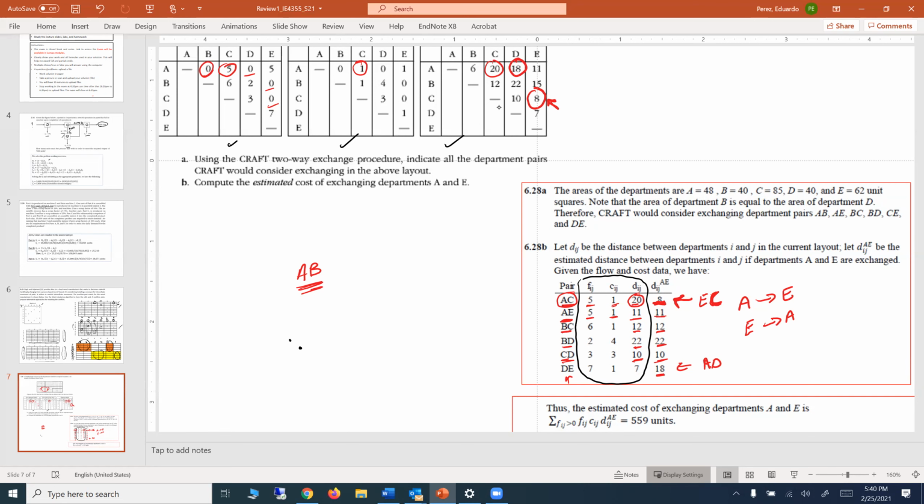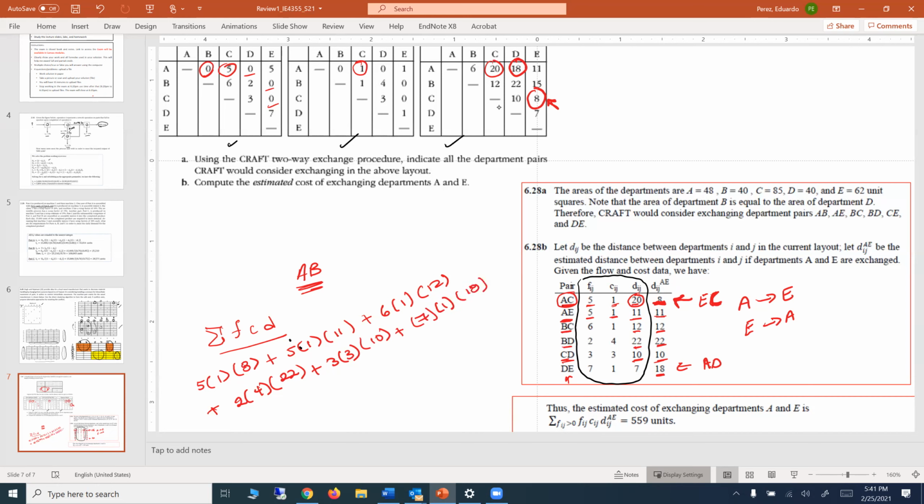And if you want to compute the cost, now the expression is going to be the summation of all F times C times D. So in this case, that would be 5 times 1 times 8, plus 5 times 1 times 11, plus 6 times 1 times 12, plus 2 times 4 times 22, plus 3 times 3 times 10, plus 7 times 1 times 18. And that should be equal to 559 units.